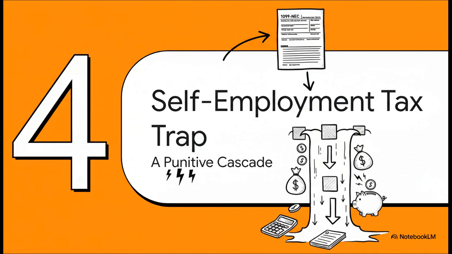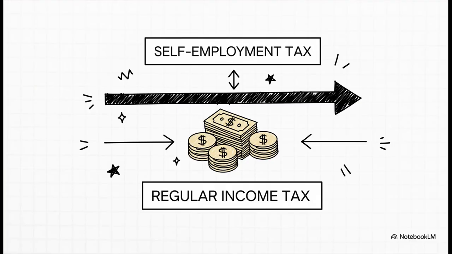So, let's ask the question. What's the big deal? What happens if you just go with the flow, accept that 1099-NEC, and let your software dump it onto a Schedule C? Well, you've just pulled the trigger on a nasty and completely separate tax cascade. And let me be crystal clear here. We are not just talking about their regular income tax rate. This is a whole other tax, a second, parallel tax that gets piled right on top of everything else.